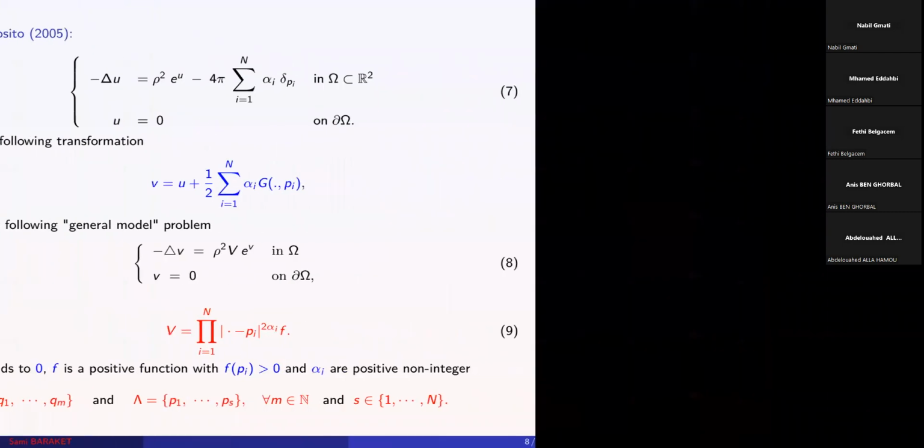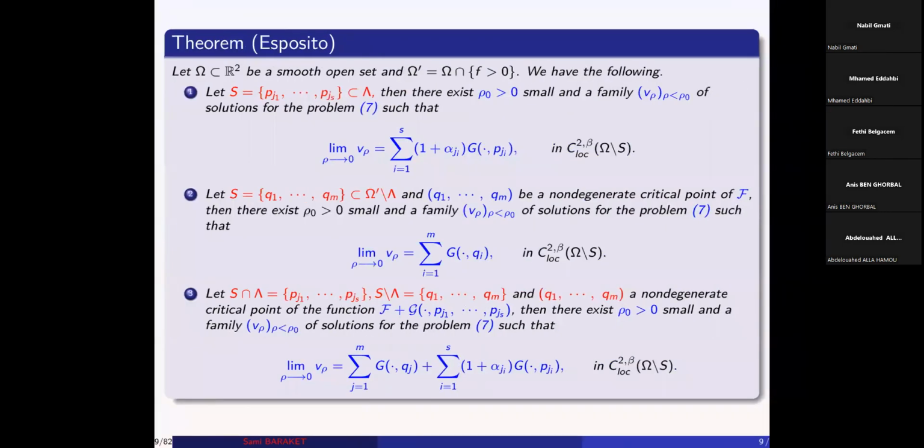So it is possible to prove that if the blow-up points are the Dirac points, then under some condition he can construct a solution U_rho which converges to the suitable desired profile. Now, if the blow-up points don't intersect the Dirac masses, he can also construct a solution U_rho which blows up at the points q_i, i between 1 and n.